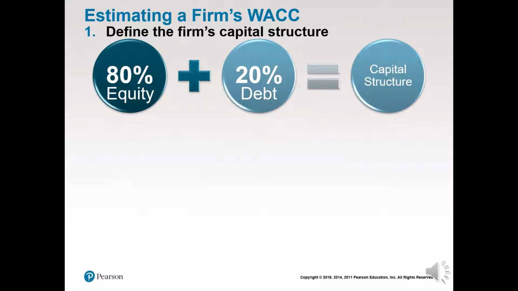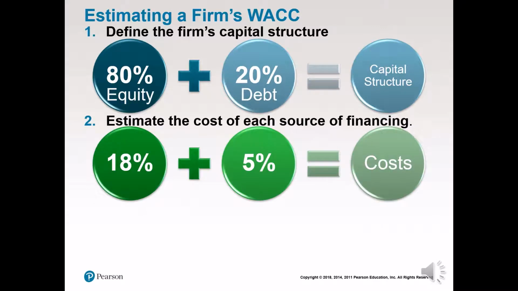Step number 1 is to define the firm's capital structure. That means determining exactly how much of the capital structure is from equity and how much of the capital structure is from debt. We'll identify a percentage, everything adds up to 100%, and those numbers we will use to calculate our weighted average cost of capital. The second step is to estimate the cost of each source of financing. Let's say that we know that it costs us 18% to service our equity, and it costs us 5% to service our debt.